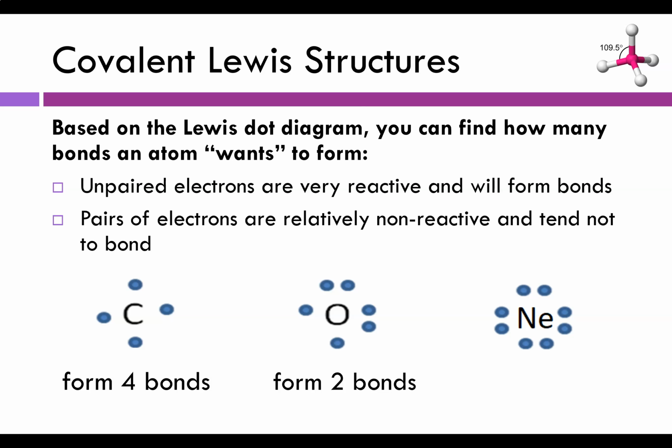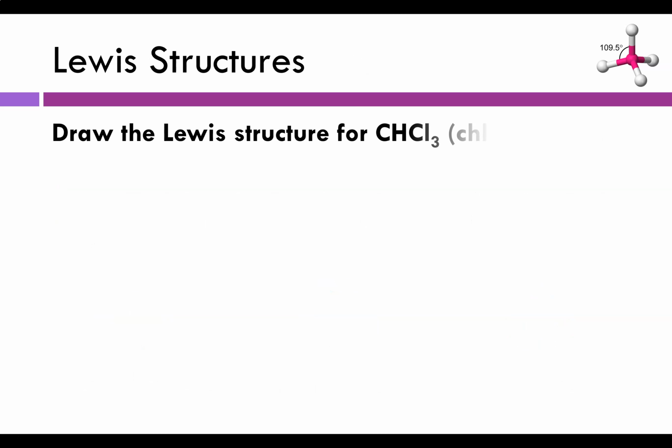How about neon? Well, it's a noble gas. It has all pairs of electrons. That's why we tend to see no bonds, 0 bonds, forming with neon. So we're going to try to take this concept and apply it to our Lewis structures. Let's start with the Lewis structure for CHCl3, trichloromethane, also known as chloroform.